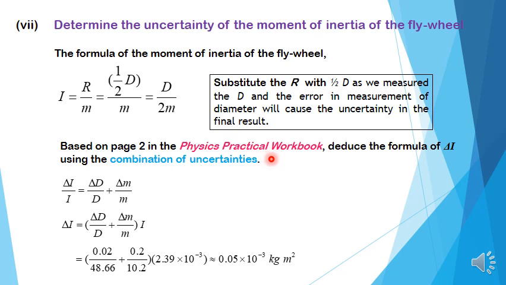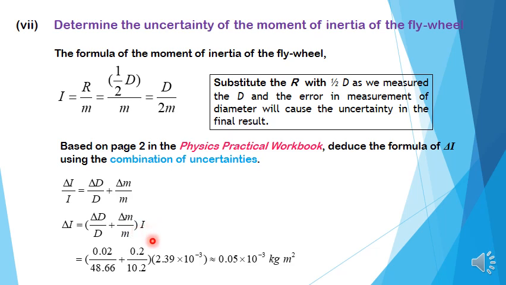Based on page 2 in the Physics Practical Workbook, deduce the formula of del I using the combination of uncertainties. As the formula of I is given by d over 2m, it involves division. Therefore, the combination of uncertainties can be written as del I over I equals del d over d plus del m over m. As a result, del I is del d over d plus del m over m multiplied with I, the moment of inertia of the flywheel.